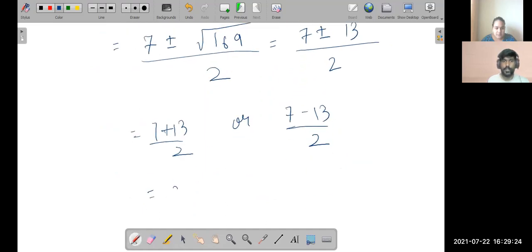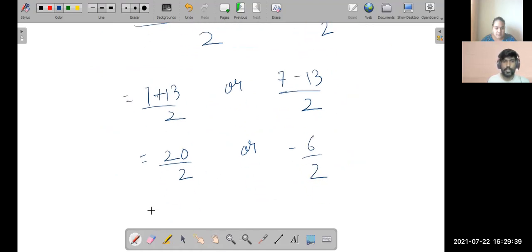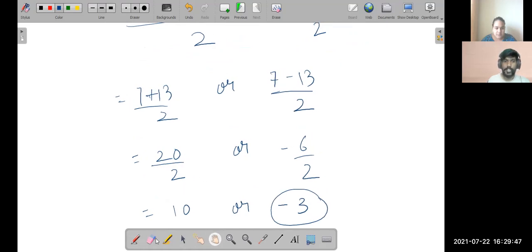Wow, this is the first time we don't have a minus at the front. So 20 upon 2 or minus 6 upon 2. So this will be 10, or this will be minus 3. But age cannot be negative, so we'll discard it. X is 10.